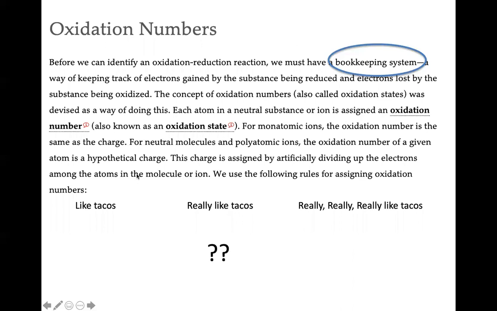Now, to give you an analogy, I'm going to take us to tacos. So think for a second. Are you someone who likes tacos, really likes tacos, or really, really, really likes tacos? I'm not even going to do this as a polling question. You'll notice I don't include don't like tacos, because everybody likes tacos. So take a second and think about it. Me, I'm probably in the middle category.